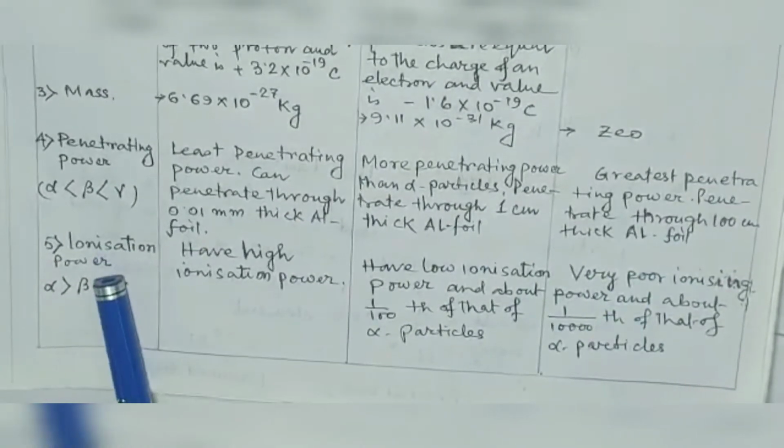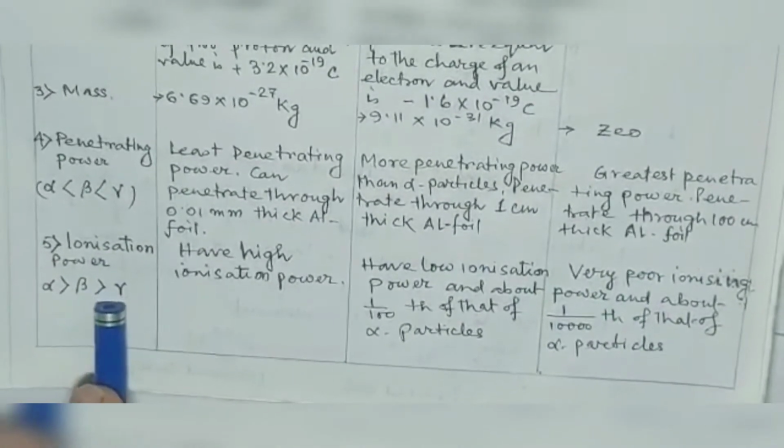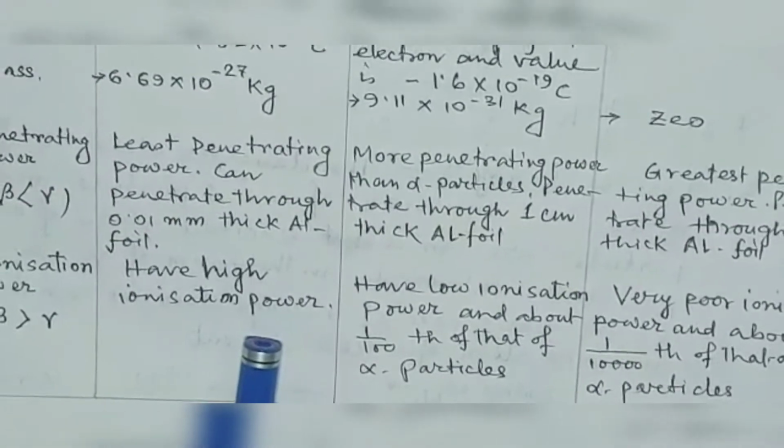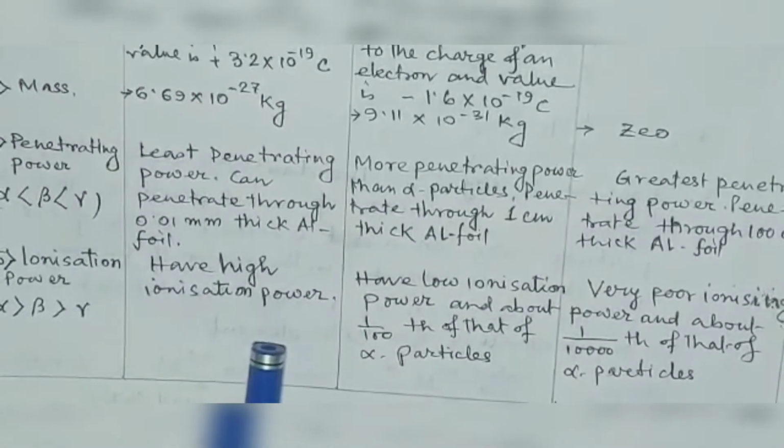And the last one, the ionization power of gases. Alpha particles have high ionization power compared to that of beta and gamma.